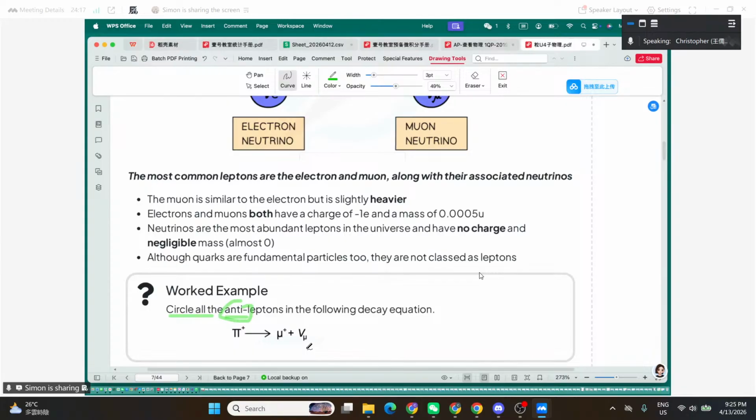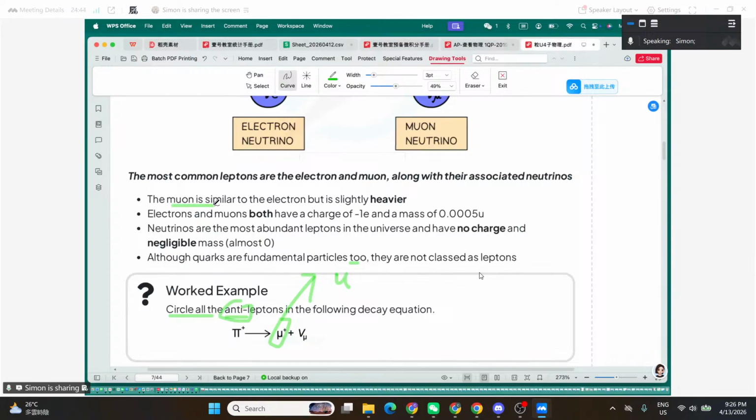Circle which one? Which one is the anti-lepton? The positive muon, because the muon is like the electron, right? We normally use the negative one, but here it's positive, right? So it must be the antimatter of the lepton. Understand now?